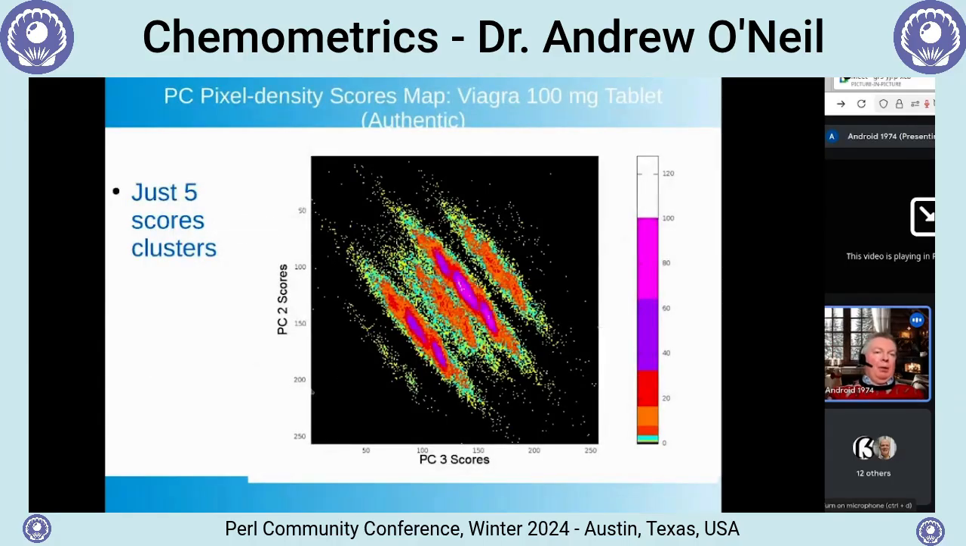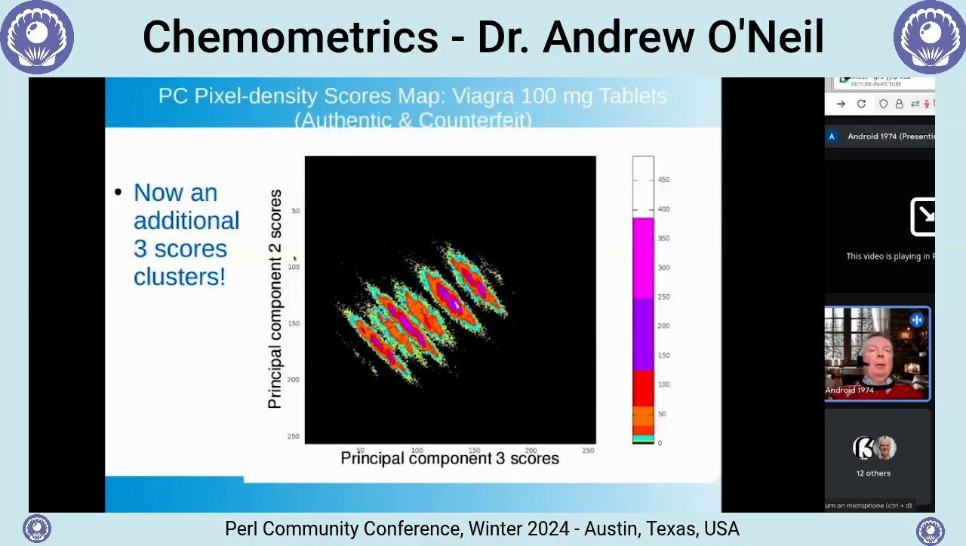Flipping into the scores space with a pixel density map, we can see here 1, 2, 3, 2, 3, 4. There's at least five clusters here which represent pixels for 5 different components that are ingredients of the coating for the genuine product. But when we include the image of the counterfeit version, there are now an additional 3 scores clusters that appear. So there are 3 additional ingredients probably in the coating of the counterfeit tablet.